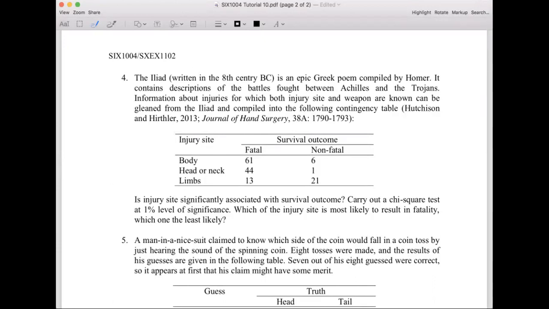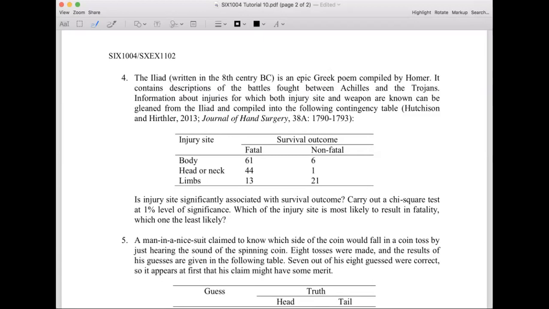But the limbs is a bit better, right? More than half of them actually survive if the injury is at the limbs, the hands, the legs. For example, the hand got chopped off or the leg got chopped off during the battle. The person might actually live if this person can stop the blood loss in time. So basically, even at the qualitative discussion level, we know that this will be associated already. But you can carry out the chi-square test to confirm.